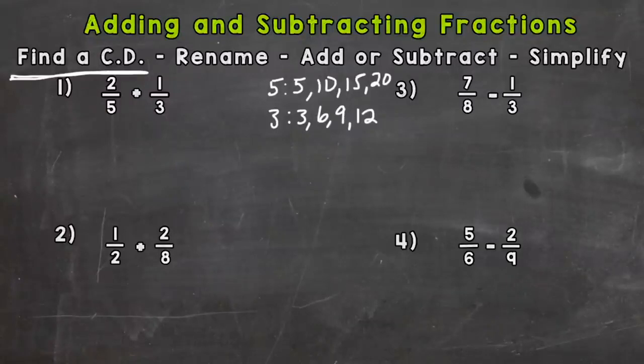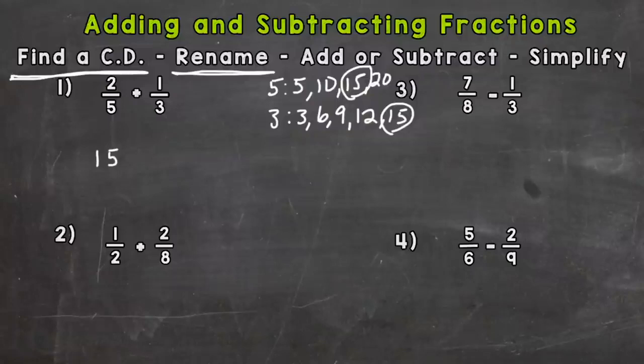Now, we don't have a match for our multiples yet, so I'm going to extend the 3's. And my next one, I'll get a 15, and we can see that 15 is our least common multiple here. The multiple that 3 and 5 share, that is the smallest in value. So we're going to use 15 for our denominator. So our next step, we need to rename both of these fractions with a denominator of 15.